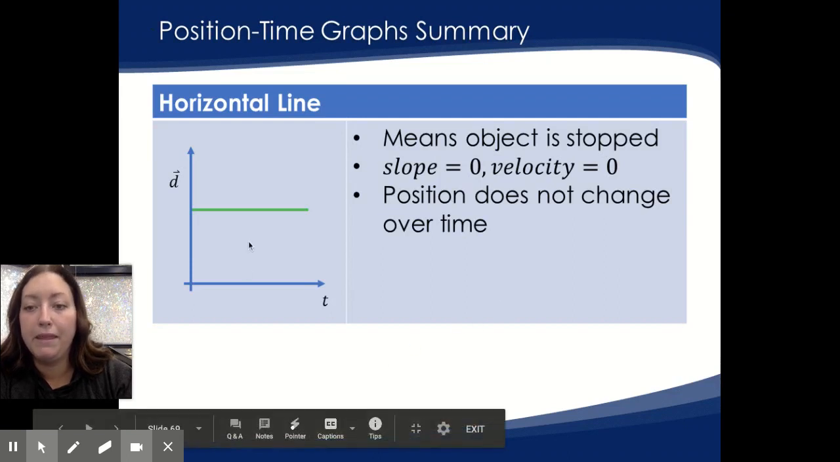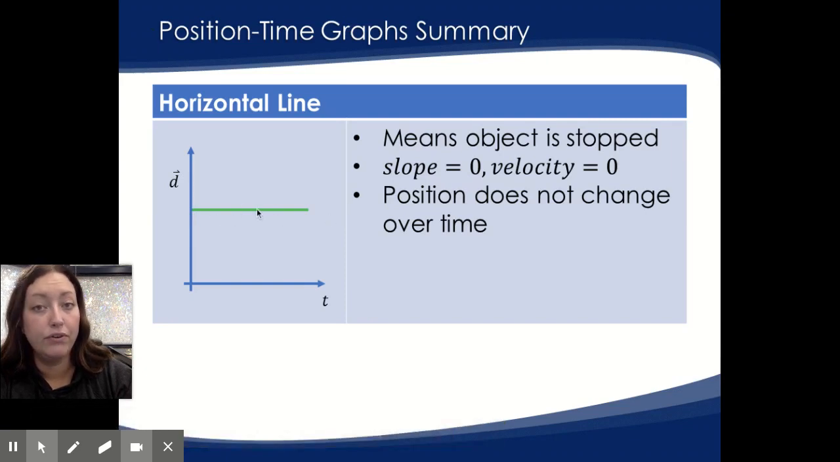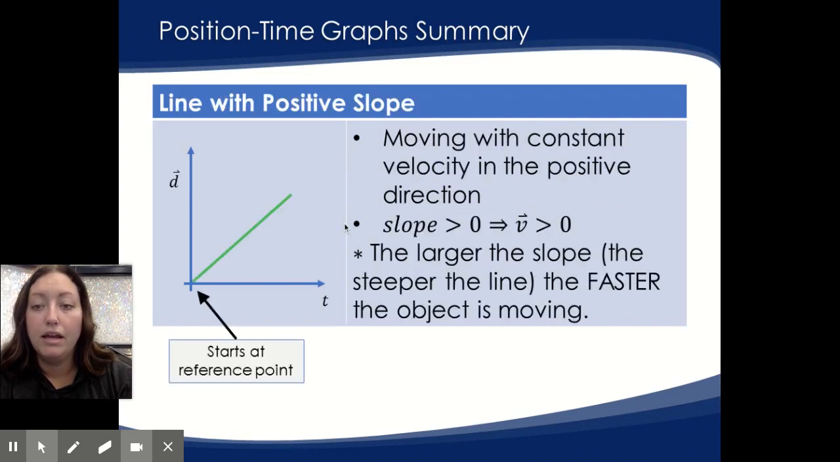So here we have just a consistent flat line. So if you have 0 for your slope, that means your velocity was 0. So position is not changing over time. If you have a line with a positive slope, and constant, so if we have a straight line here, it's not curved, just remember that the steeper this slope is, the faster that object is moving.